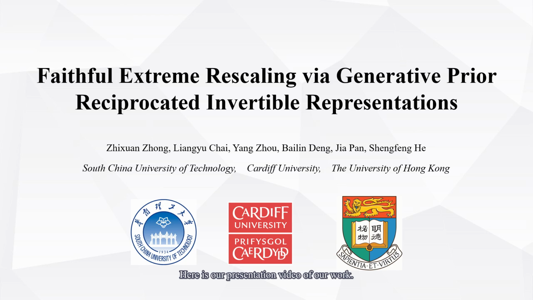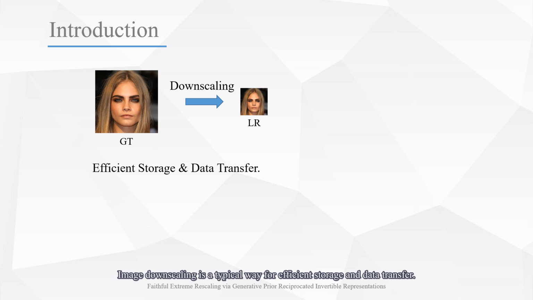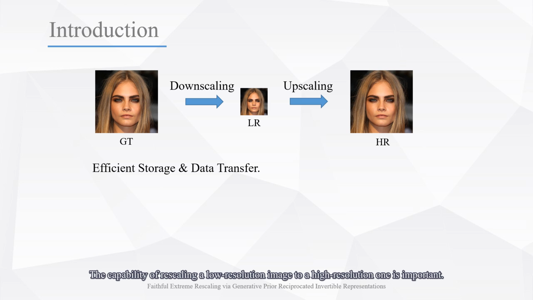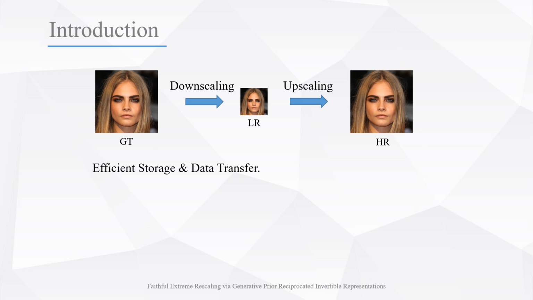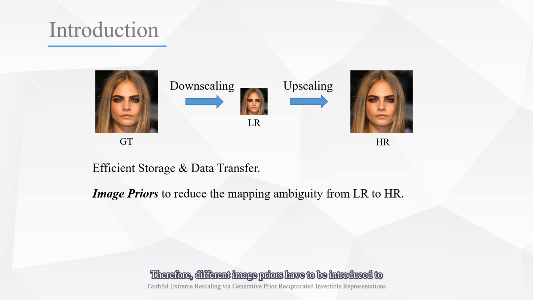Here is our presentation video of our work, Faithful Extreme Rescaling via Generative Prior Reciprocated Invertible Representations. Image downscaling is a typical way for efficient storage and data transfer. The capability of rescaling a low-resolution image to a high-resolution one is important. Therefore, different image priors have to be introduced to reduce the mapping ambiguity from low resolution to high resolution.